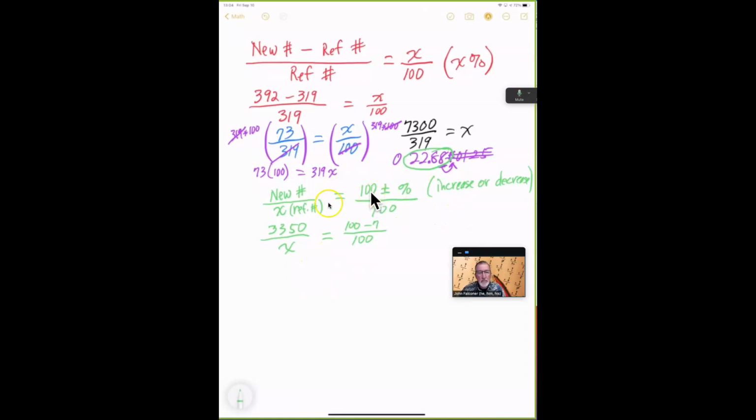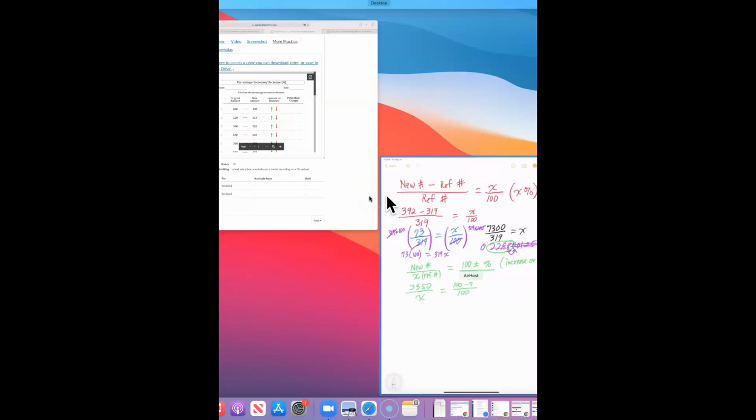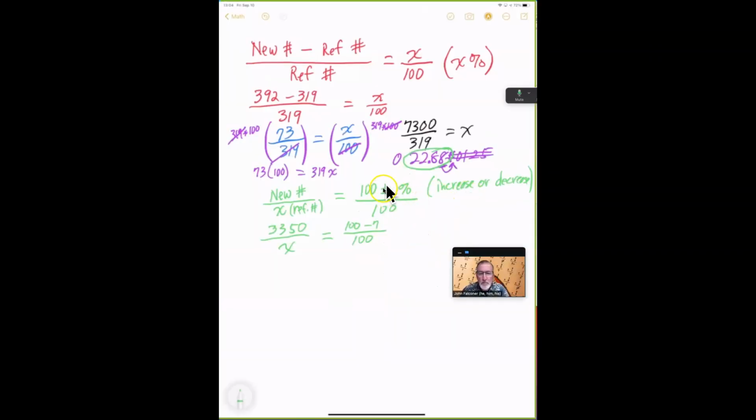We have our new number. They gave us the new number because it dropped. It was 7% lower than the original number, and that's over x, which is our reference number that we don't know. And then we have 100%, which represents 100%, and then the percent of change, increase or decrease. So this could be a positive or negative percentage. And in this case, it dropped 7%, so it's negative.